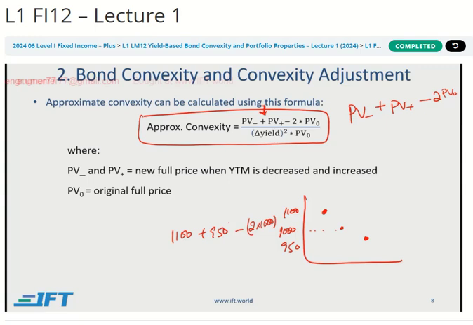And what you're essentially getting is the distance between these two, right? Because you added them together and then you subtracted the starting price into 2. So you're actually getting the distance from the original amount, right? For both of these. And then you divide it by the square of the yield change multiplied with the price, and this is what gives you the convexity, approximate convexity.